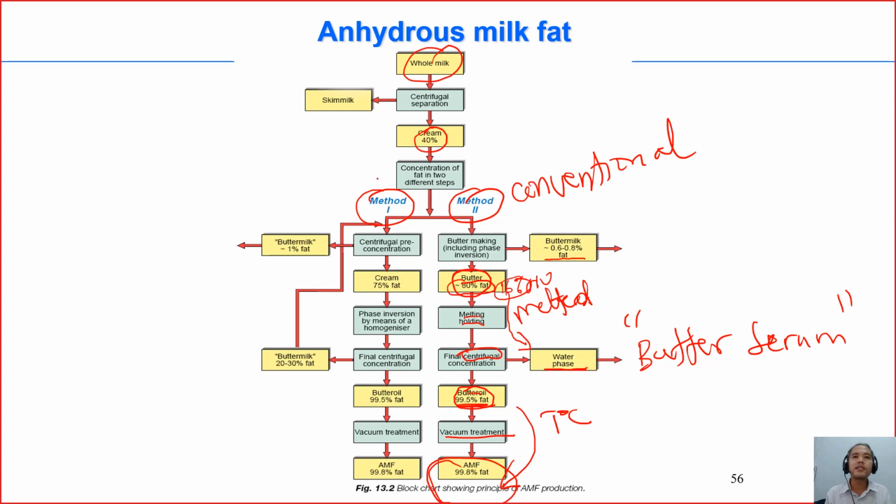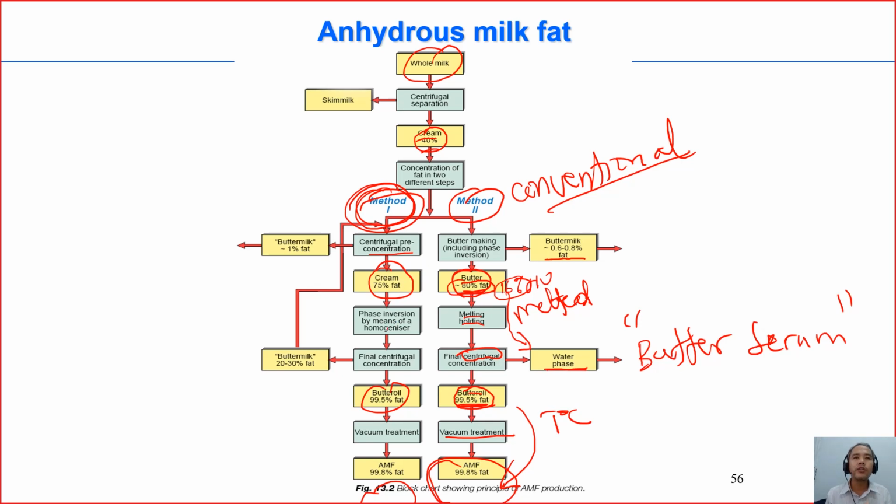And on the left side, this is a new method to make butter oil or AMF without the need to make butter first. Conventionally, we make butter first and then go further, but for the new method, we don't need to make butter. So the cream here is at 40% fat. Now we do further centrifugation to get cream of higher fat content, 75% fat.